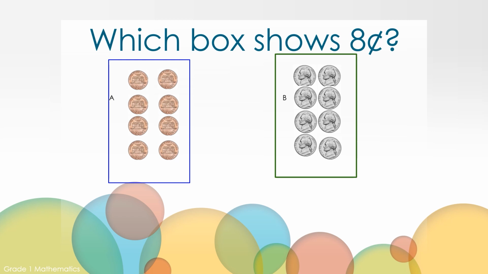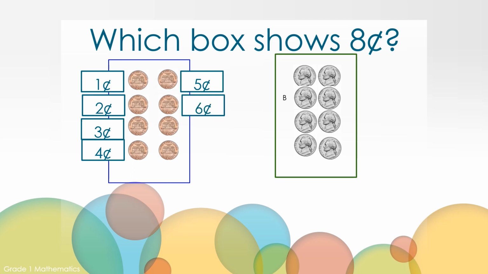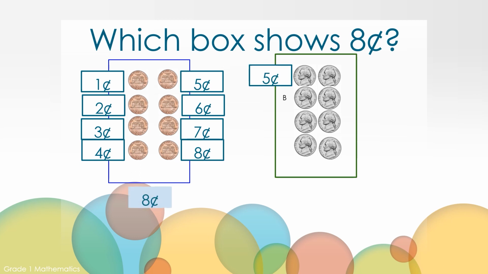Let's find out how much A has. Let's count. 1 cent, 2 cents, 3 cents, 4 cents, 5 cents, 6 cents, 7 cents, 8 cents. The blue box has 8 cents. Let's count the green box.